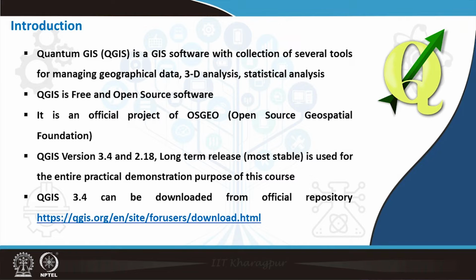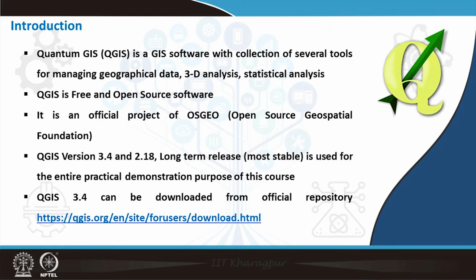QGIS or Quantum GIS is a GIS software with a collection of various tools which is used for managing, analyzing and visualizing geospatial data. QGIS is a free and open source software, meaning to say you don't have to pay anything for this software, and it is freely available online.